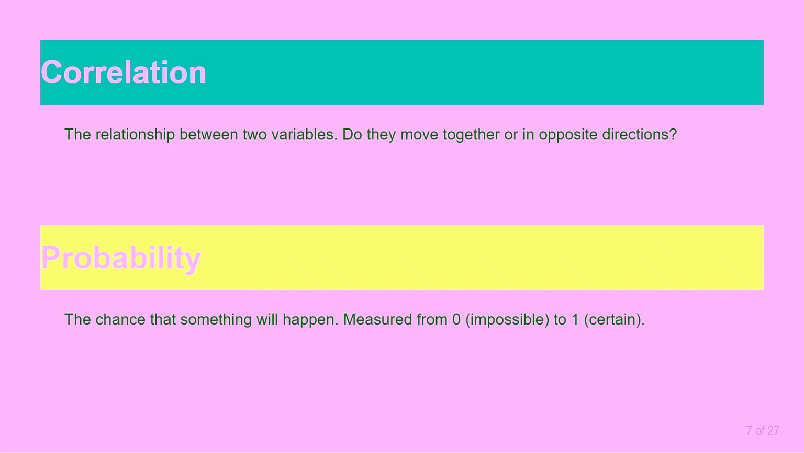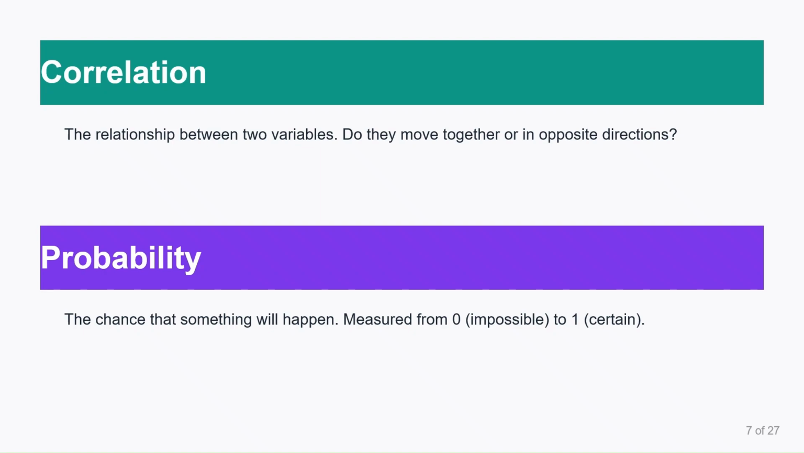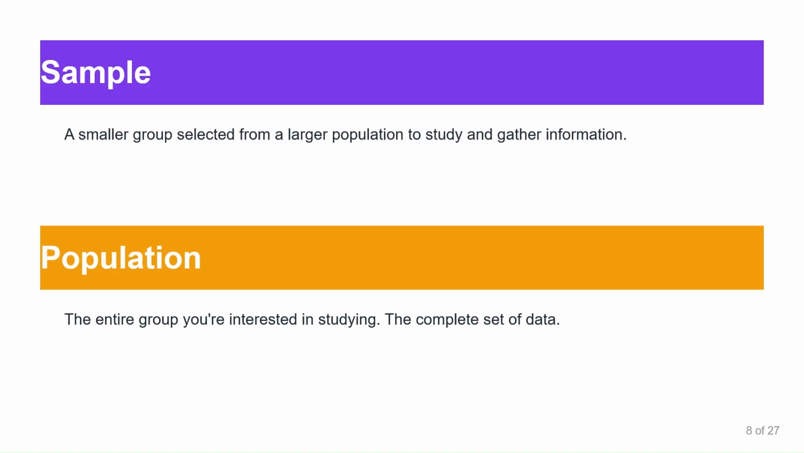A probability of 0.5 is a 50/50 chance. The key question for any sample, is it representative? A survey of only your friends might not reflect your whole school. Always ask, who is left out?